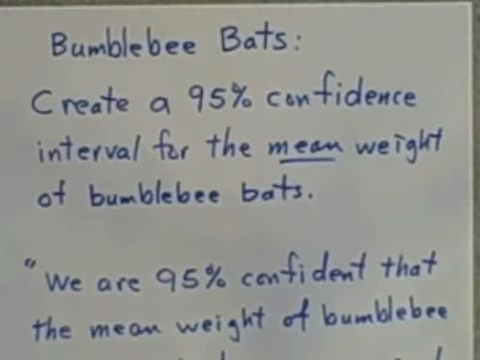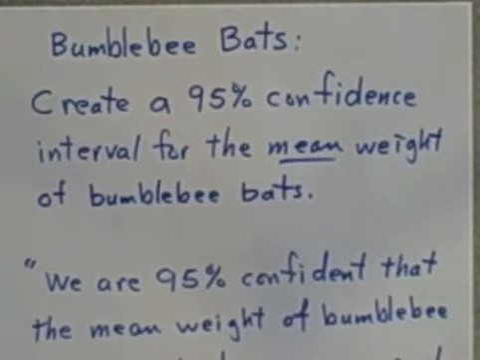We are now going to do an example problem of how to create a confidence interval for a population's mean. Specifically, we're going to talk about bumblebee bats. I don't know if you ever heard of them, but they're tiny little bats, and they're so tiny, in fact, that they are the smallest known mammal that exists on Earth. Bumblebee bats are called that because they're just about the size of a bumblebee, but they are bats, they are mammals.